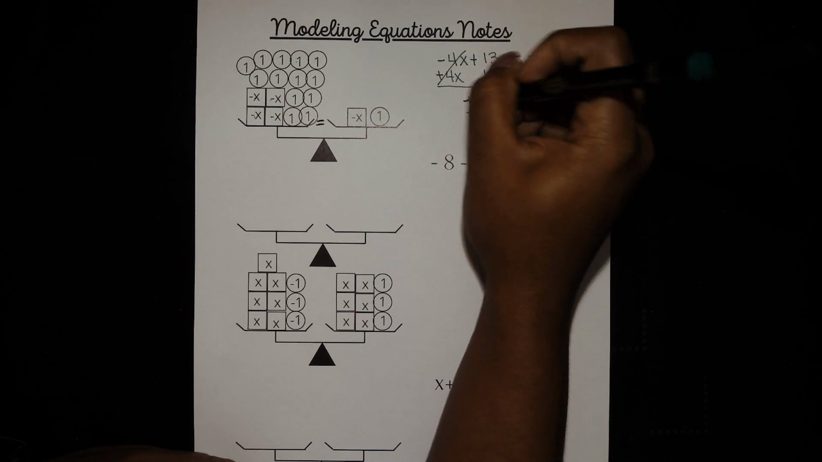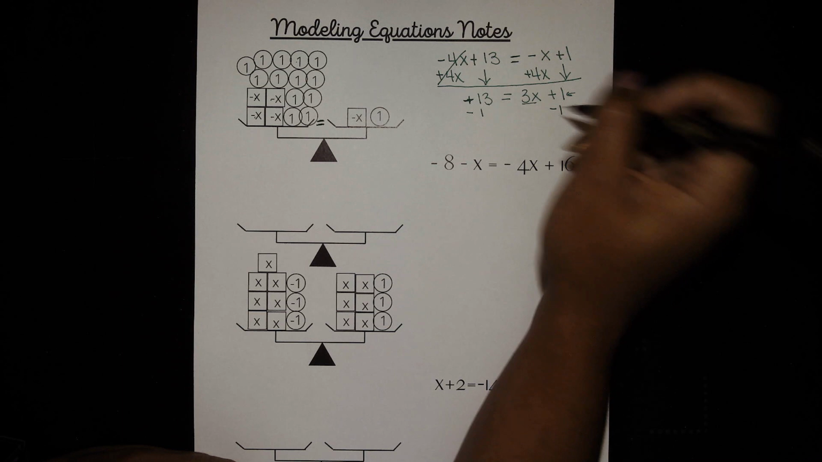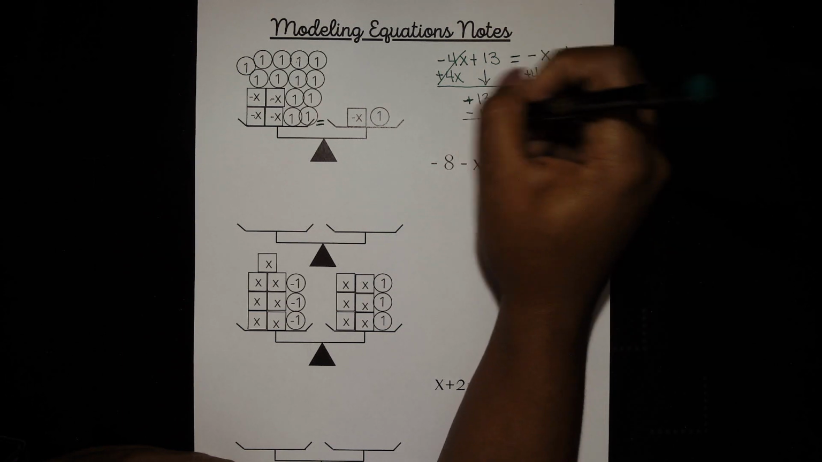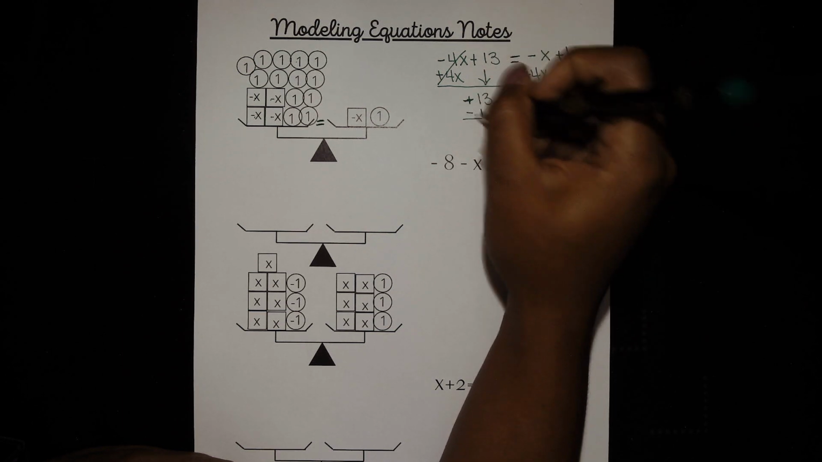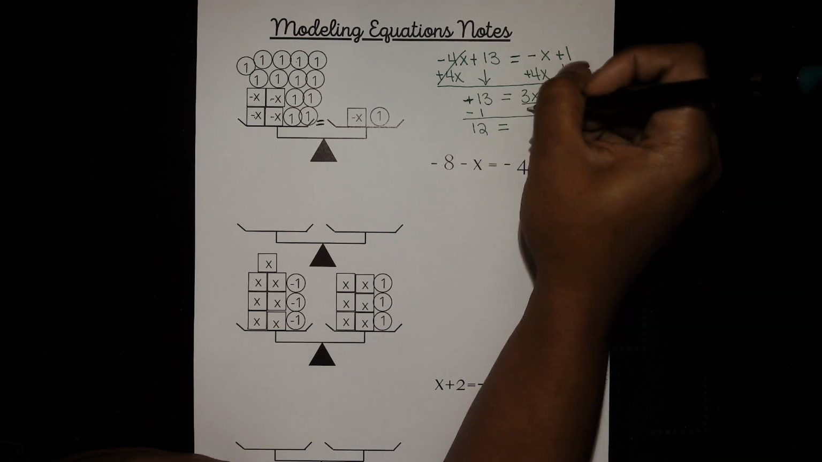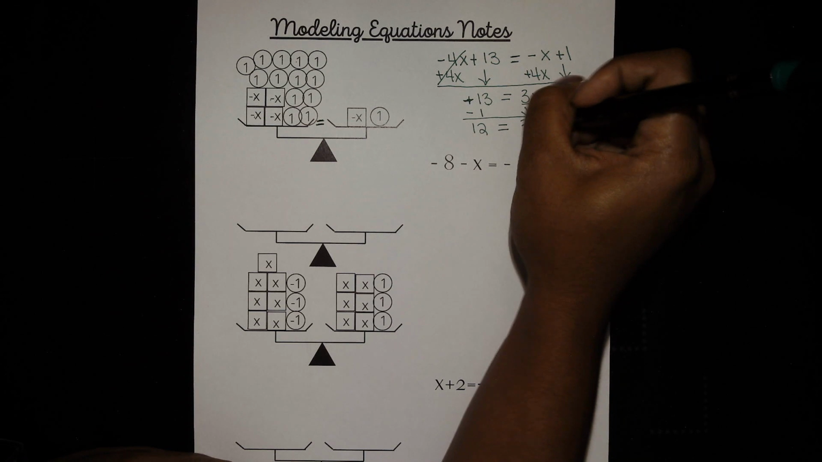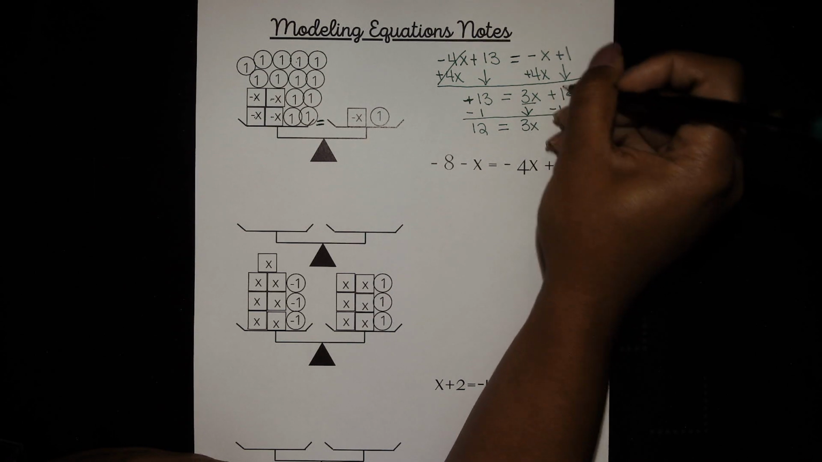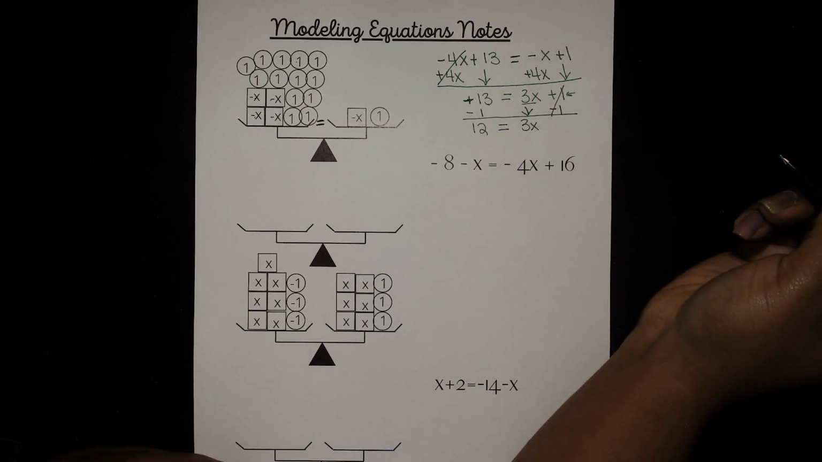That's currently a positive 13. So I'm going to subtract 1 and subtract 1. And 13 minus 1 is 12. Bring down my equal sign. I haven't done anything to this 3x, so I'm going to bring it down. And 1 minus 1 is 0, so that cancels out.